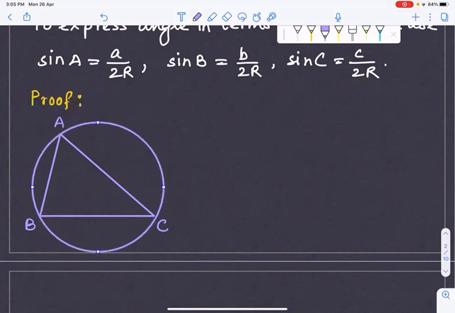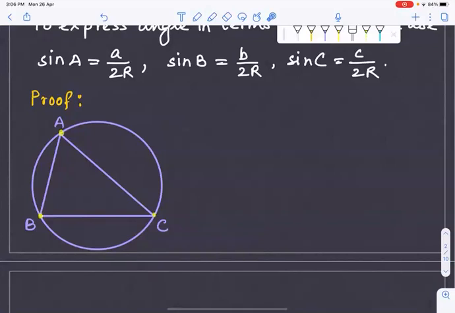So this circle passes through all the vertices, means A, B, C. This type of circle, which is passing through the vertices of the triangle A, B, and C, is known as circumcircle of triangle ABC. Now here, let us say this is the center of the circle. Center of the circle will be somewhere here.